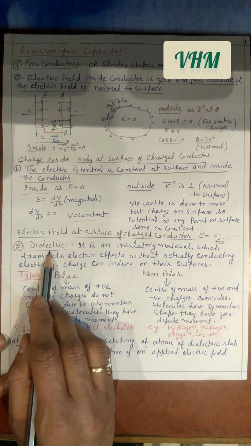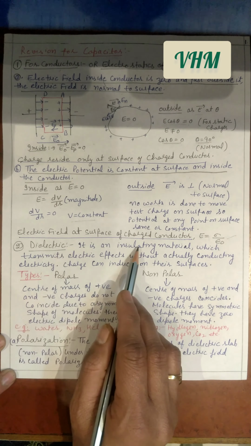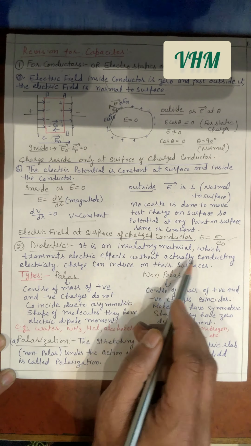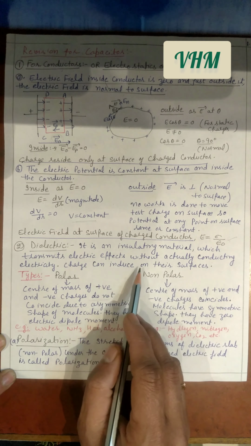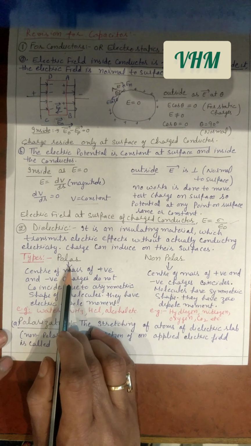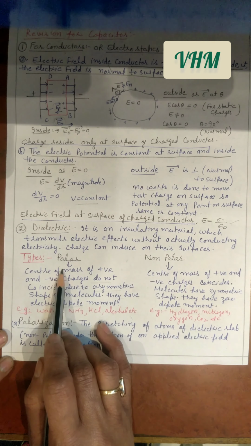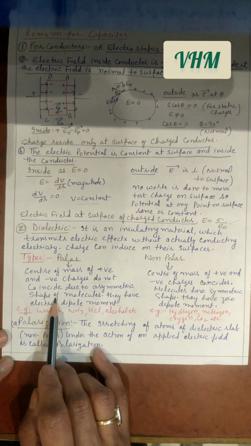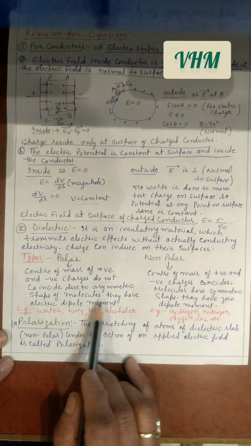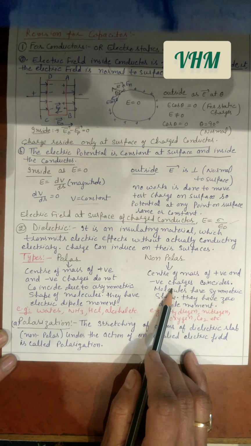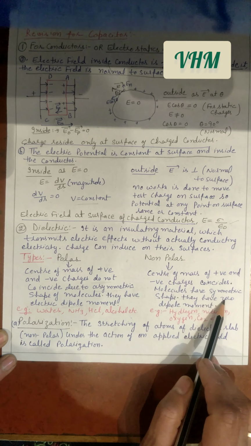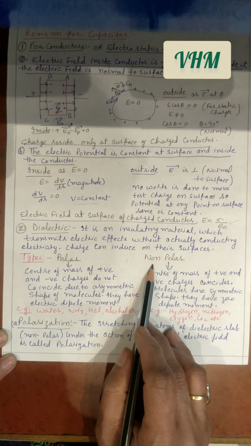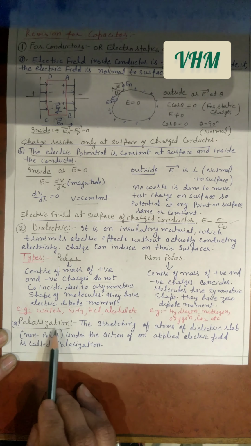We have the dielectric, an insulating material in which charge can be induced without any actual conduction. They are of two types, polar and non-polar. In polar, the positive and negative charge centers don't coincide; the shape is asymmetric and they have a dipole moment. But in non-polar, the positive and negative centers coincide, the shape is symmetric, and the dipole moment is zero. These are the examples.